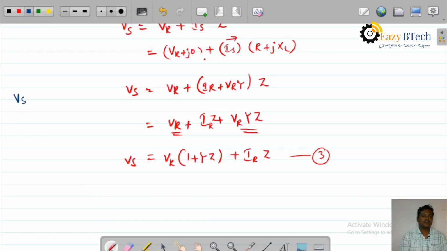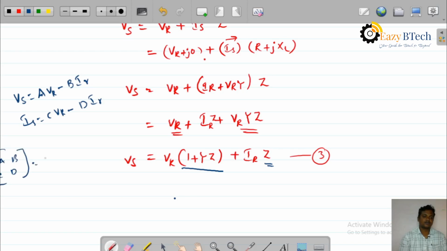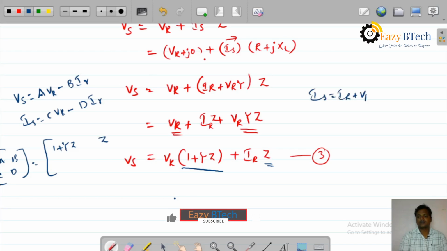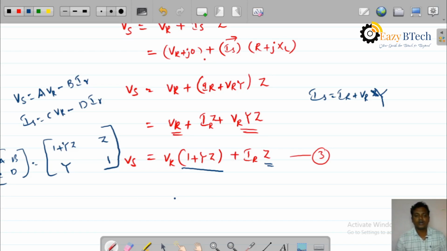We know that VS equals A VR plus B IR, and IS equals C VR plus D IR. Therefore, from this, this is A and this is B. The ABCD parameters of the load end condenser method are A equals 1 plus YZ, B equals Z, and from IS, IS equals IR plus VR into Y. Therefore, C equals Y and D equals 1. These are the ABCD parameters for the load end condenser method.